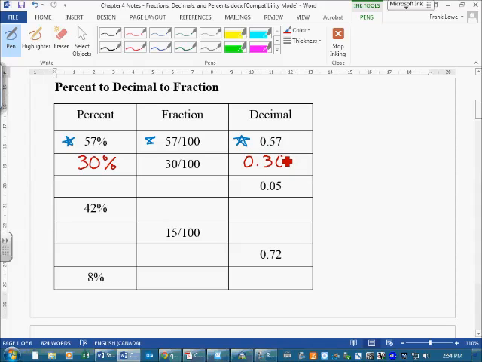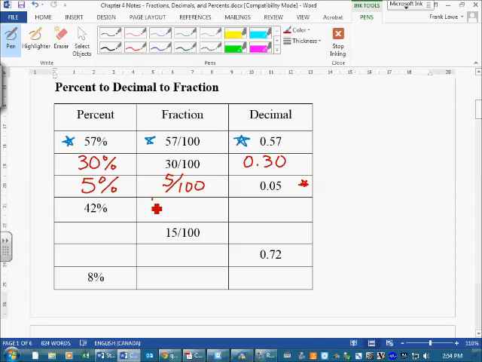Next one. Ooh, this is a tricky one. This number right here, that is 5 hundredths. You would write that as a fraction here: 5 over 100. 5 hundredths. And you know anything out of 100 is a percent. So this must be 5%. This is the type of question that kids kind of get confused with. But if you got that one, good on you.